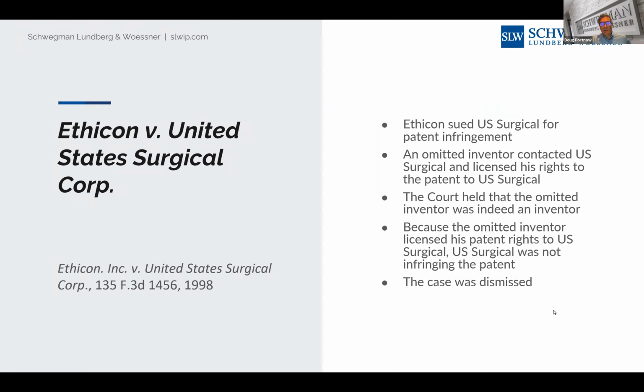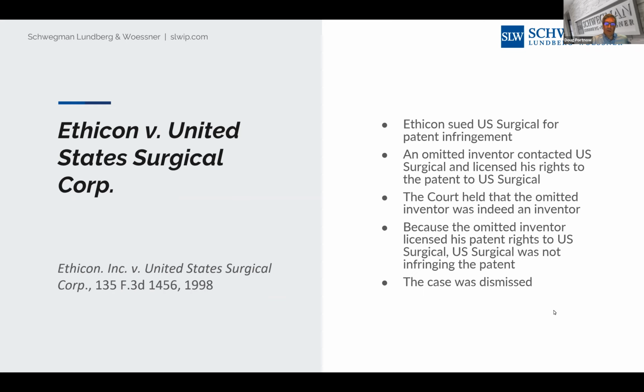So of course there was litigation to determine all of that, and the court did find that there was an omitted inventor for sure. And because the omitted inventor did license his rights to US Surgical, US Surgical now had rights to that invention. And so US Surgical was not infringing the patent, and therefore the case was dismissed. So Ethicon was unable to sue their competitor, US Surgical, because this omitted inventor popped up out of the woodwork, assigned his rights to the defendant, and then the defendant was able to practice the invention without fear of patent infringement.